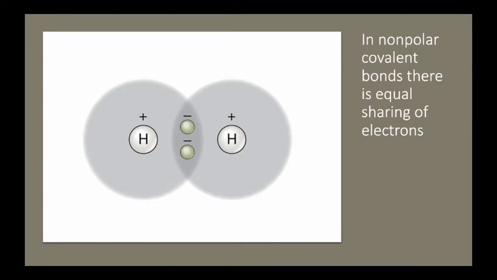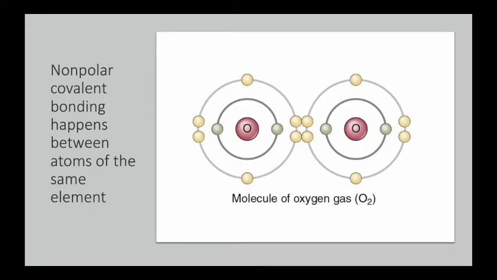This typically happens when the two atoms are from the same element. Here's an example of a nonpolar covalent bond between two oxygen atoms. If you look at the differences in electronegativities between these atoms, you get 0, and this is not too surprising because they're the same element.